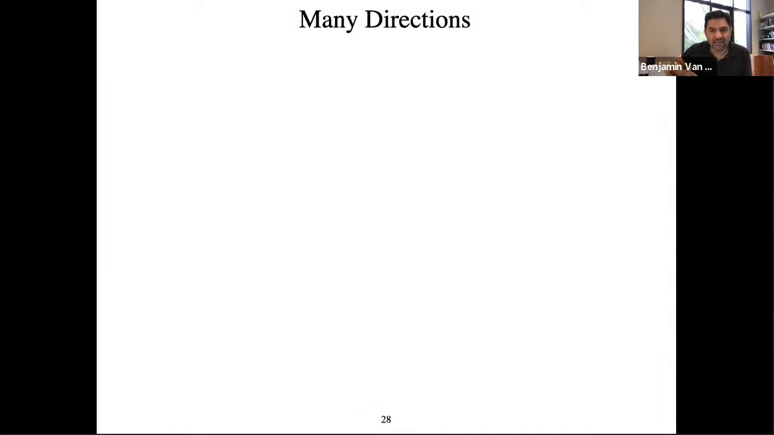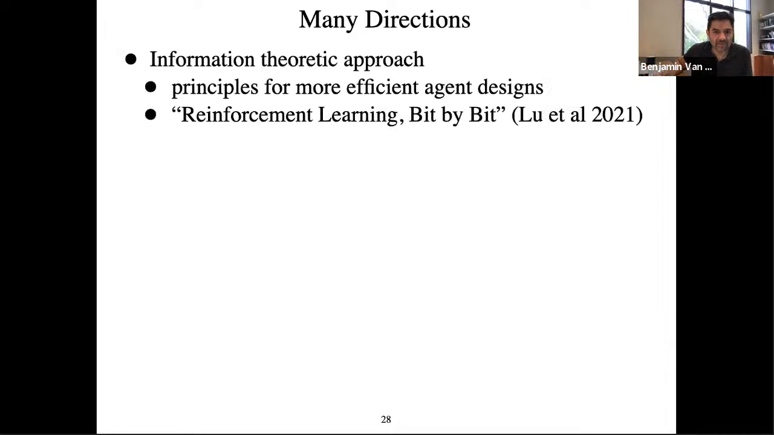Now there are many other directions one can consider. Over the weekend, we posted a new paper on arXiv that develops an interface between reinforcement learning and information theory. The hope is that this offers principles for more efficient and practical agent design. Theoretical advances are needed to make progress in that direction.